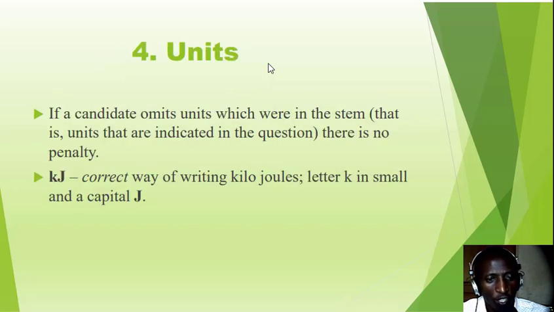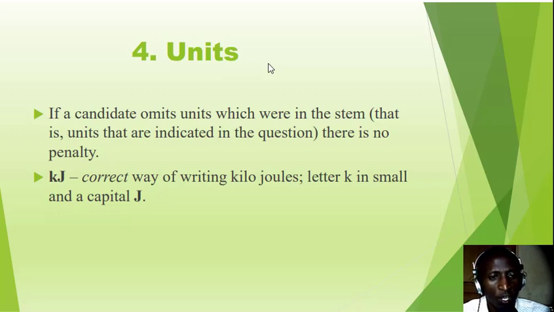The other item we need to note is about units. If a candidate omits units which were in the stem, that is, the units are indicated in the question, then there is no penalty. For example, maybe the student did not show grams, but they were indicated in the question, and only gave the correct answer 2 grams, then that candidate earns the marks.